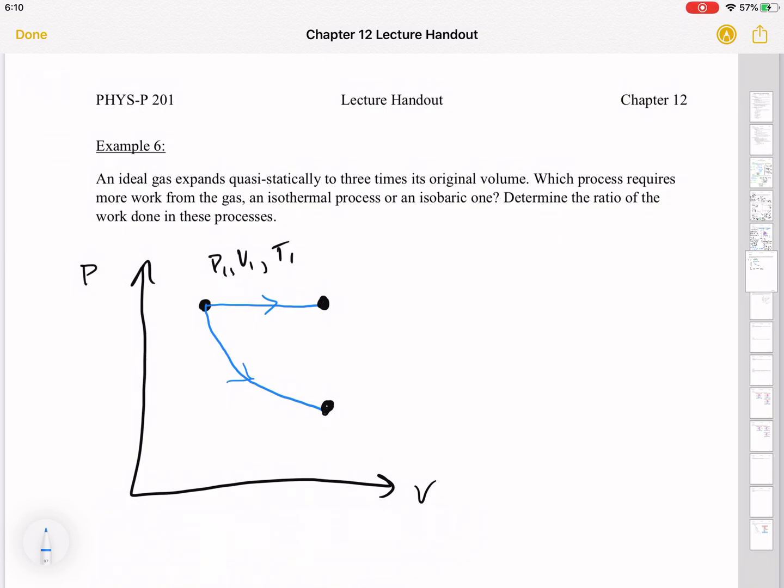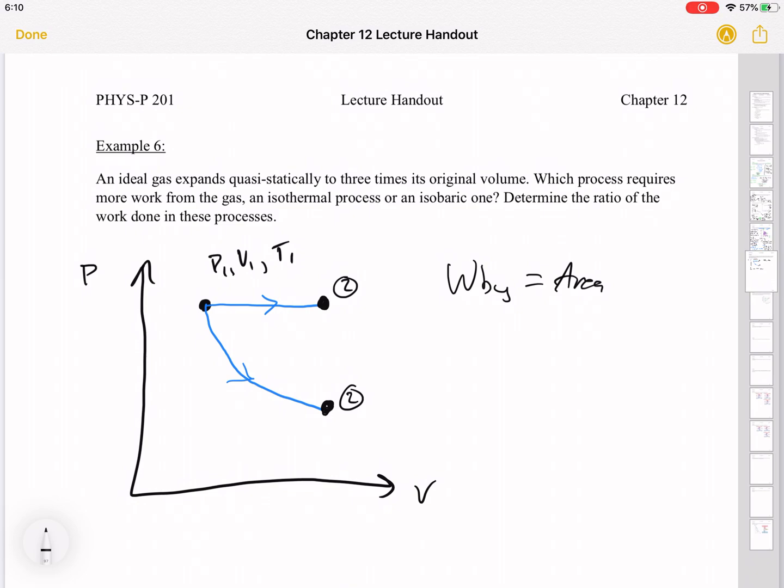So we could ask, going from state 1 to state 2, which one of these requires more work from the gas? Well, again, work done by the gas is an area. So pretty clearly, it took more work from the isobar than the isotherm, right? Because the area is bigger for the one that goes straight over than the one that curves down.